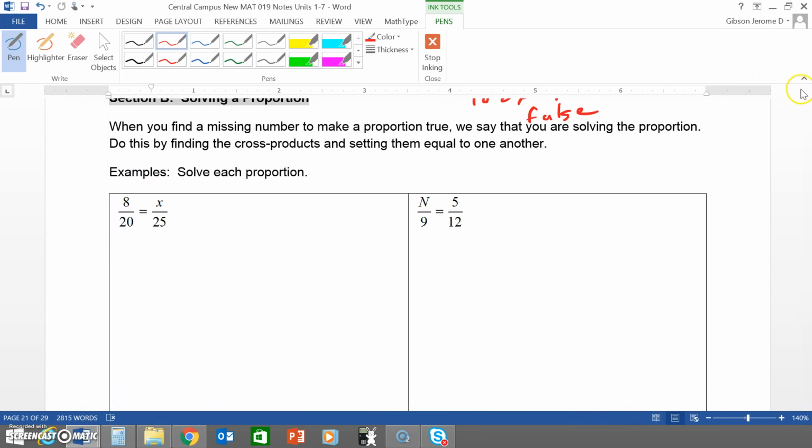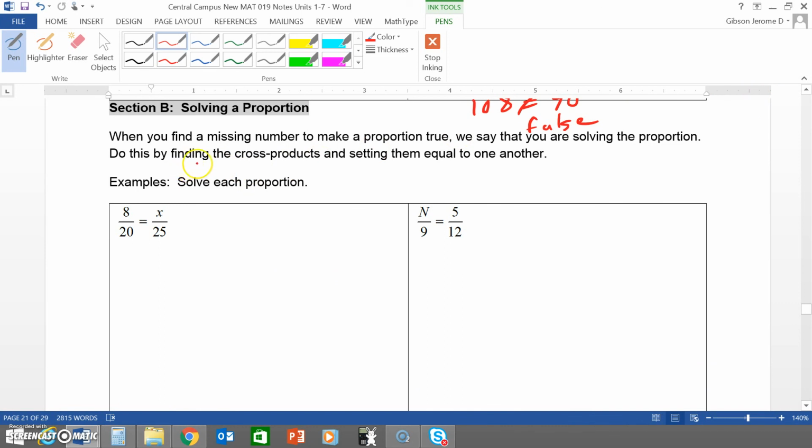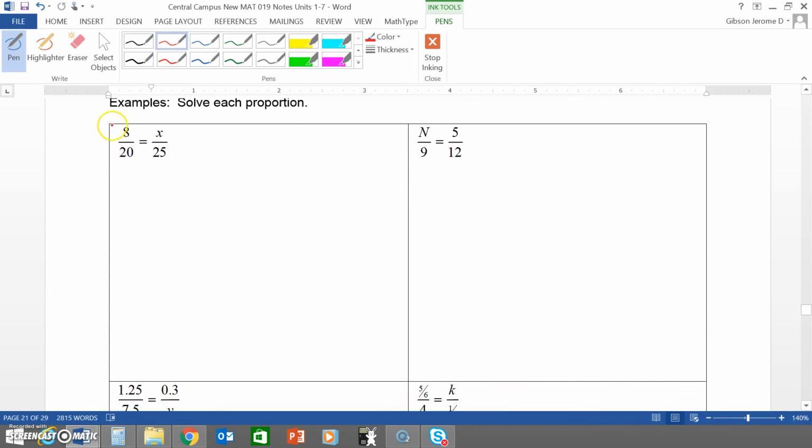Now we have section B, solving a proportion. When you find a missing number to make a proportion true, we say that you are solving the proportion. Do this by finding the cross products and setting them equal to one another. Now we have this, solve each proportion. So we would do cross multiplication.